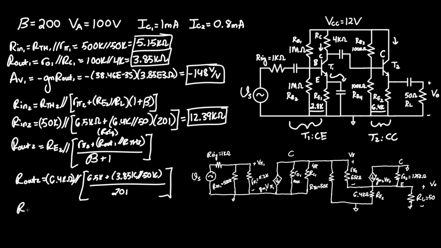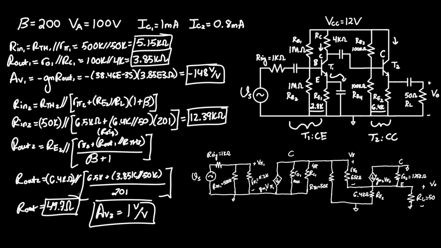And this gives you an R-out2 equal to 49.7 ohms. This is looking good since we know that for common collector amplifiers, the input resistance is high and the output resistance is low to form a voltage buffer. Lastly, it's automatically known that common collector amplifiers have an amplification of 1 volt per volt. That's it.